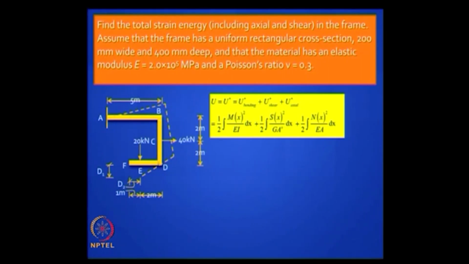A frame will have in general bending strain energy, shear strain energy and axial strain energy. Please note, we are actually computing the complementary strain energy and we are invoking the principle that it is numerically equal to the strain energy. So the formulas are half integral M squared dx by EI, plus half integral S squared dx by GA dash, plus half integral N squared dx by EA, representing the bending, shear and axial strain energies.